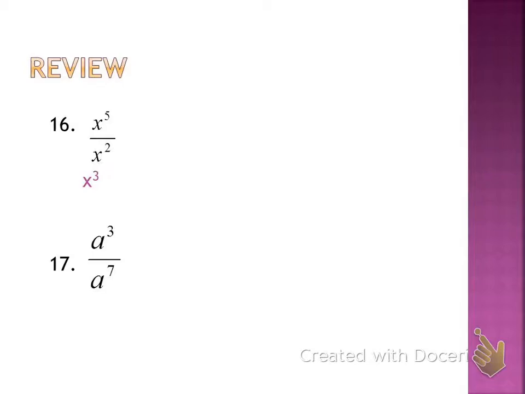Same idea. You want to subtract the exponents. We'll get a to the fourth, but what's different about this one? It goes on the bottom. Yeah, this goes in our denominators. And then we need a numerator placeholder of 1.